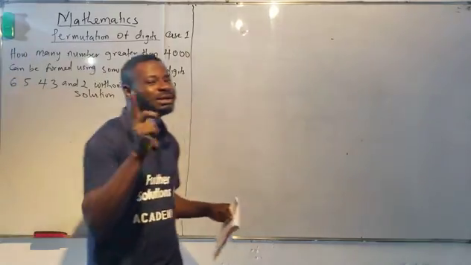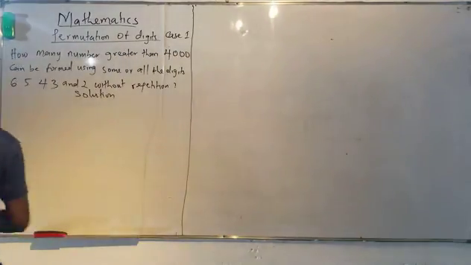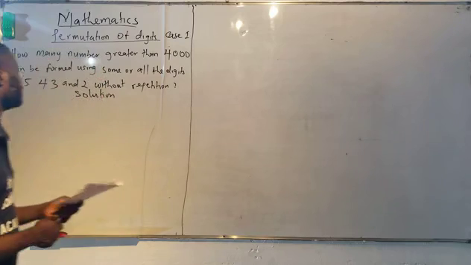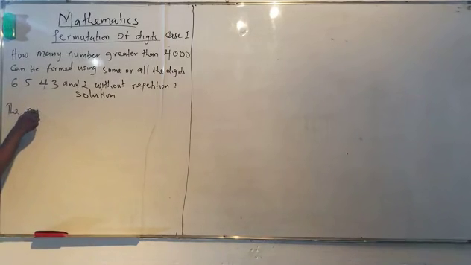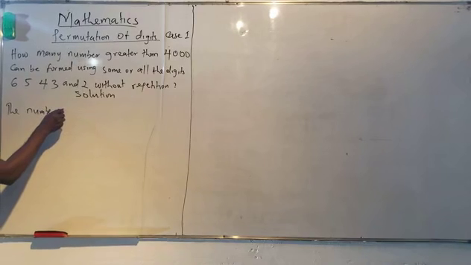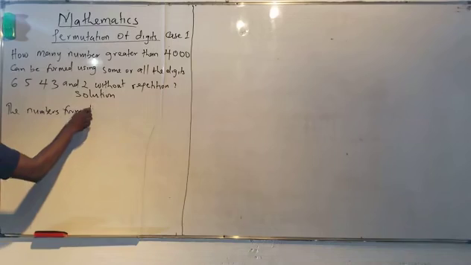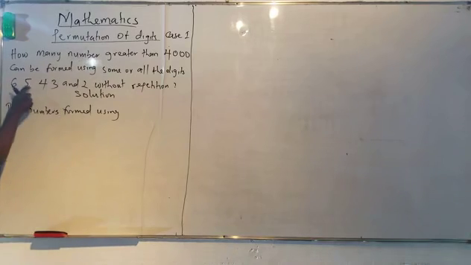Please take note of that. Without repetition is very important. Without repetition means repetition is not allowed. Now, look at this. The numbers formed using this, how many digits are there? 1, 2, 3, 4, 5.